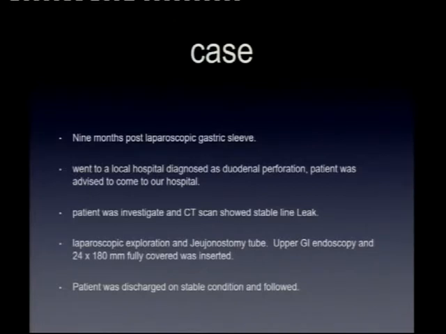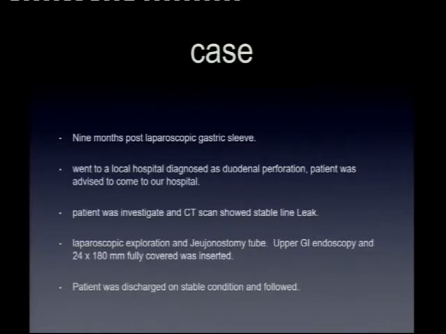Nine months post the sleeve gastrectomy, the patient went to a local hospital with a complaint of abdominal pain, nausea, and vomiting. There was a suspicion of perforated DU, and the patient contacted the bariatric team in our hospital, and we recommended that he come back to the ER. In the ER, the patient was investigated, and CT scan showed a staple line leak at the site of the gastroesophageal junction. After stabilization of the patient, the decision was to take him to laparoscopic exploration.